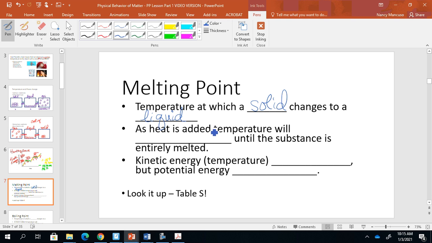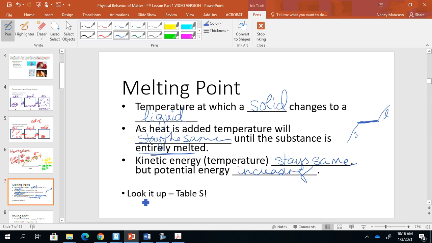All right, as the heat is added, temperature will stay the same until the substance is entirely melted. So that's why we have that plateau. So like here, it was a solid, and here it's a liquid. Here, the temperature doesn't change while it's melting. All right, the kinetic energy stays the same, but the potential energy is increasing as it melts.